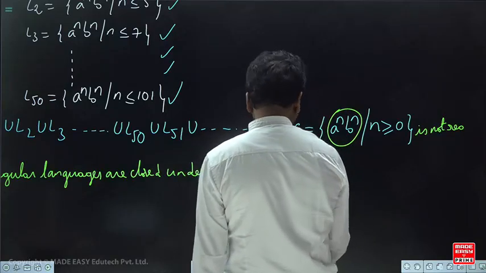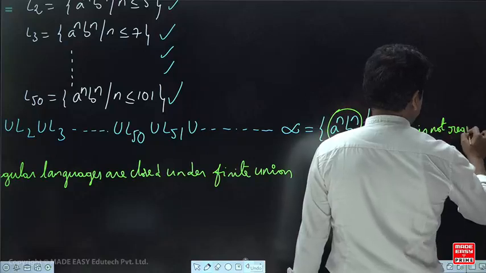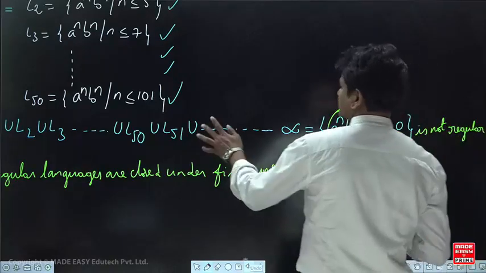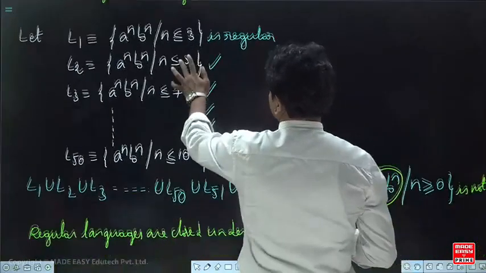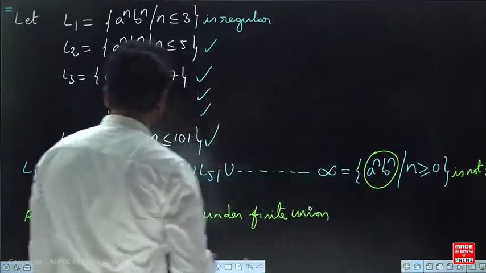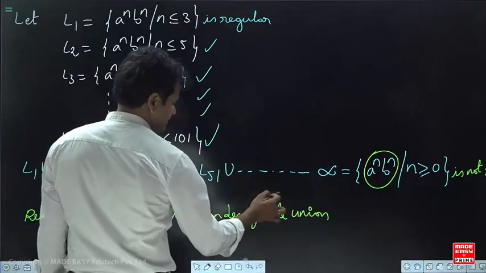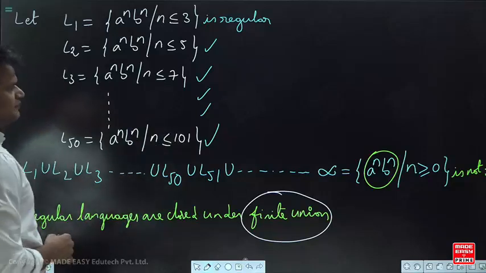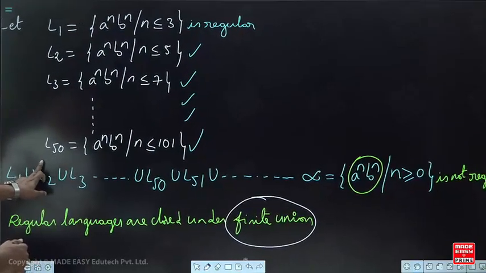Whereas every language is regular, but their infinite union is not regular. So regular languages are not closed under infinite union, whereas closed under finite union. Regular languages are closed under finite union, but not closed under infinite union. Okay, you can copy this, guys.